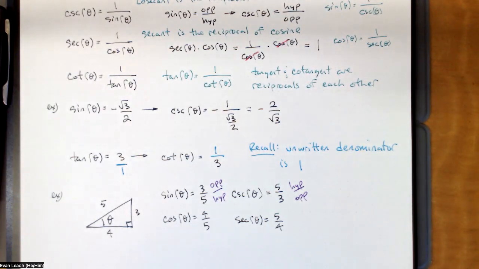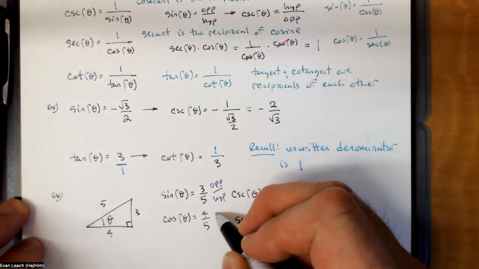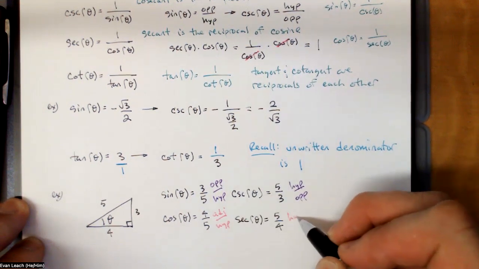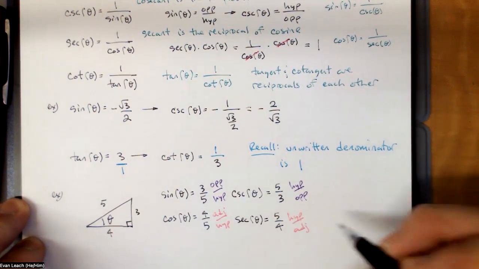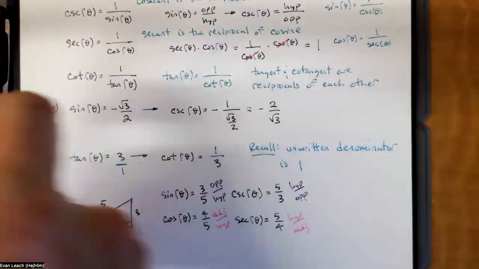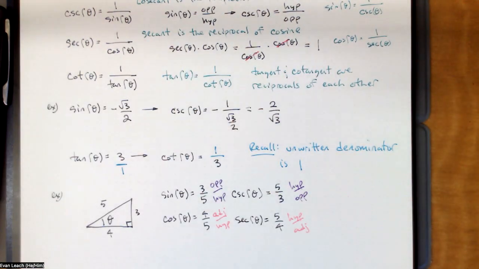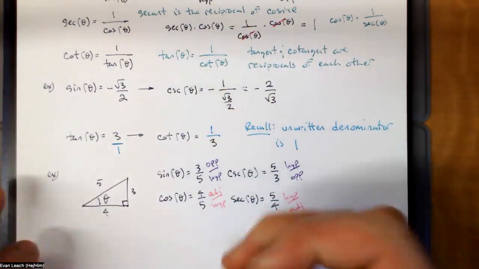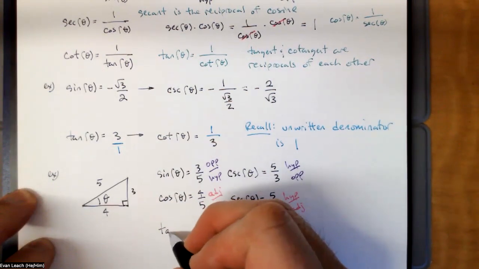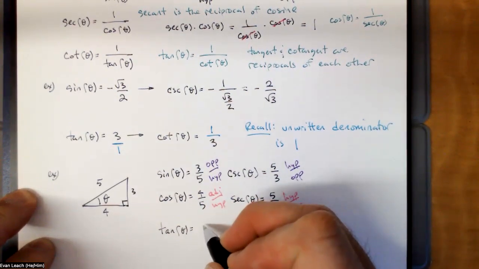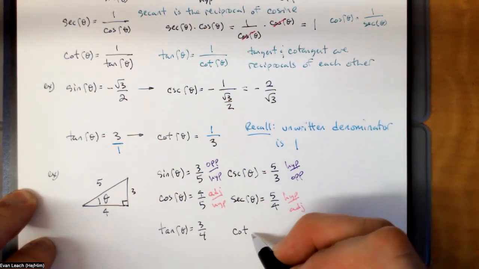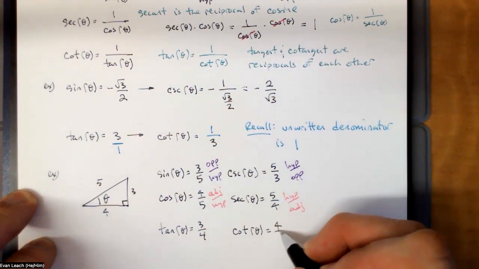Cosine is adjacent over hypotenuse, so secant is hypotenuse over adjacent. I can't leave one undone. So tangent is opposite over adjacent. So cotangent is adjacent over opposite.